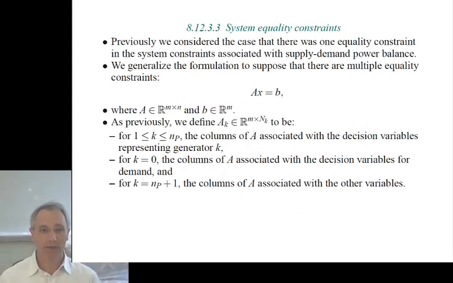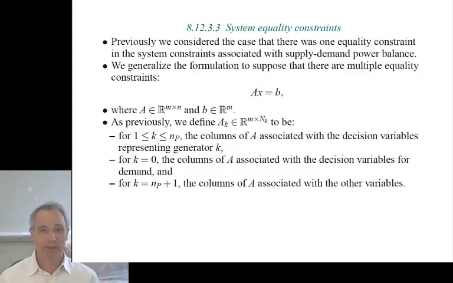Turning to system equality constraints, previously we considered where there was one equality constraint in the system constraints that was associated with supply-demand balance, and in particular balance of power, supply and demand. We're going to generalize the formulation. There can be multiple equality constraints. So in this case, we'll have a collection of equality constraints, Ax equals b, where A is an m by n matrix and b is an m vector.